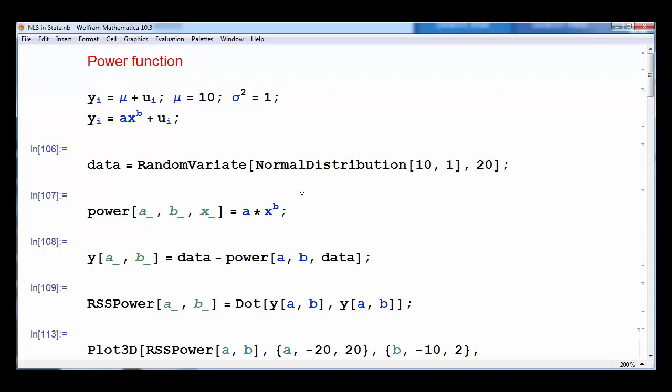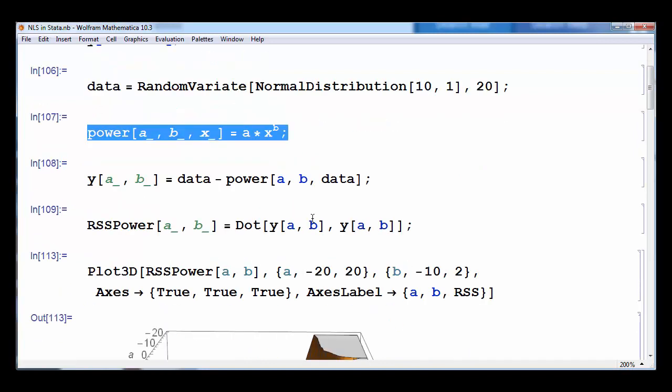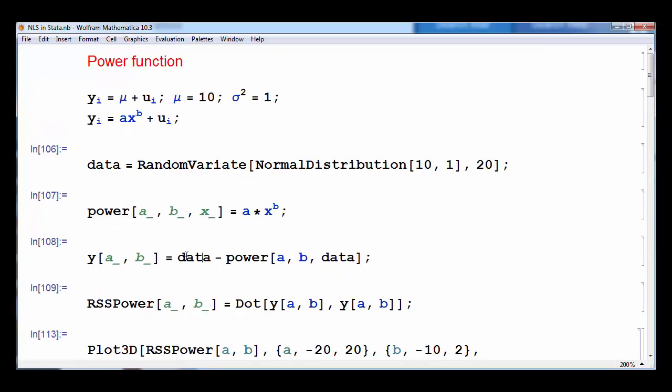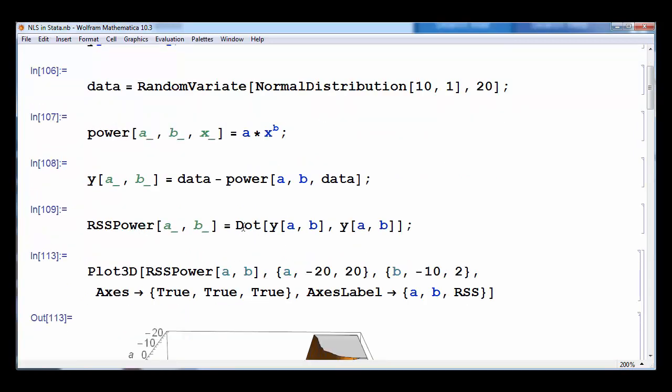And then you can see several commands that program all this. We introduce for the power function this command. And then this is the vector of residuals, the difference between given data and what we are trying to fit. The next command, this one, is a scalar product of this y by itself. So this gives us RSS. This is why I am writing here RSS, which corresponds to the power function.